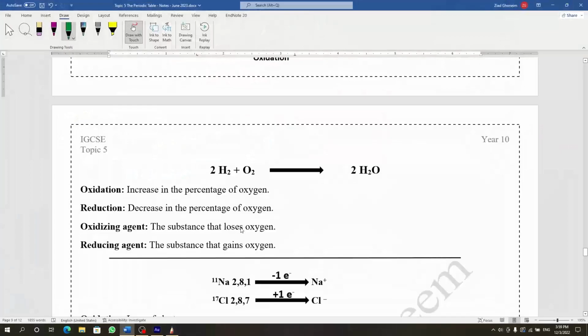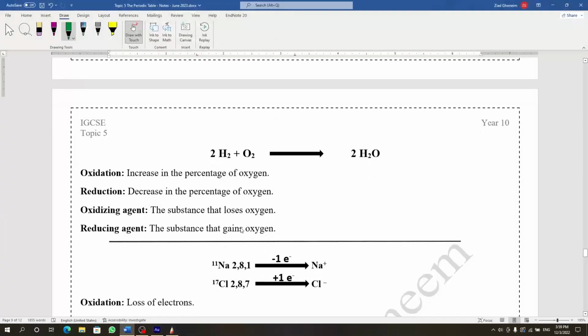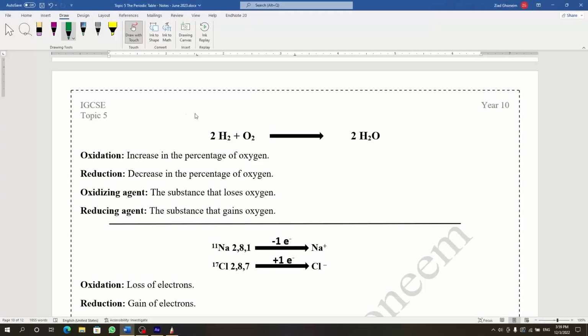A final note is that oxidation is an increase in the overall percentage of oxygen, while reduction is a decrease in the percentage of oxygen. An oxidizing agent is the substance that loses oxygen, and a reducing agent is the substance that gains oxygen. Okay, that is in terms of oxygen loss and gain.